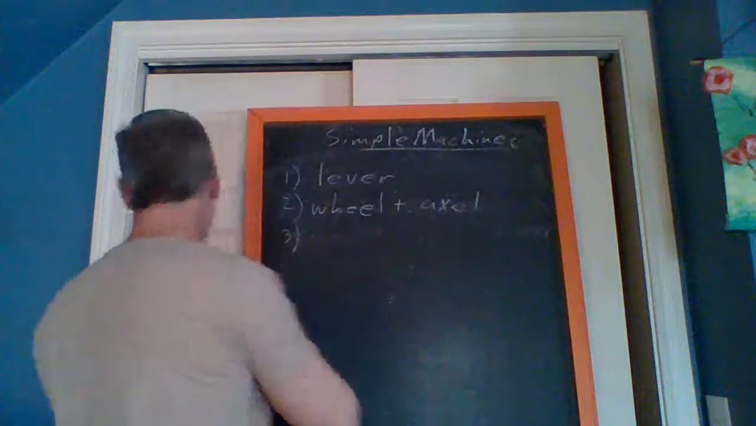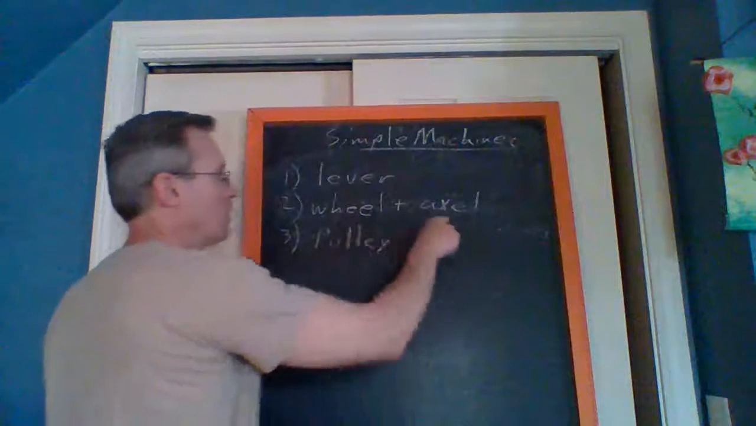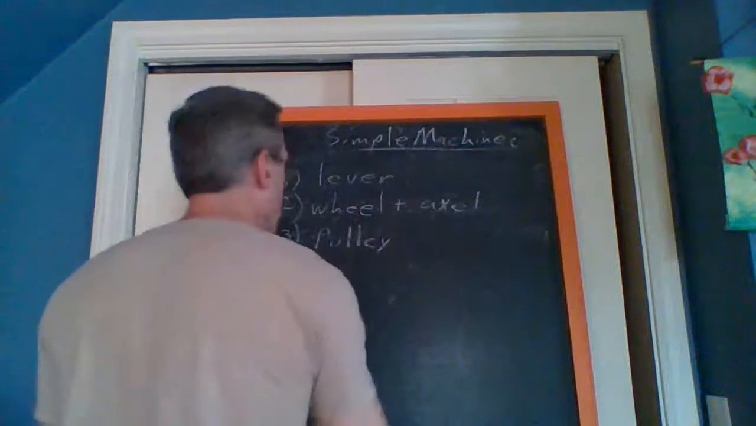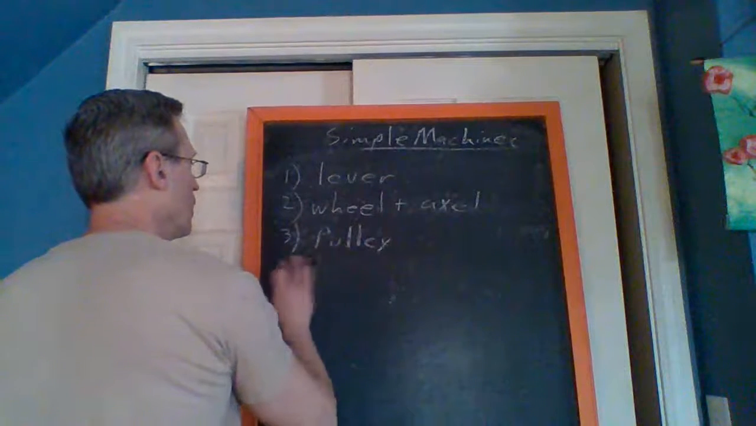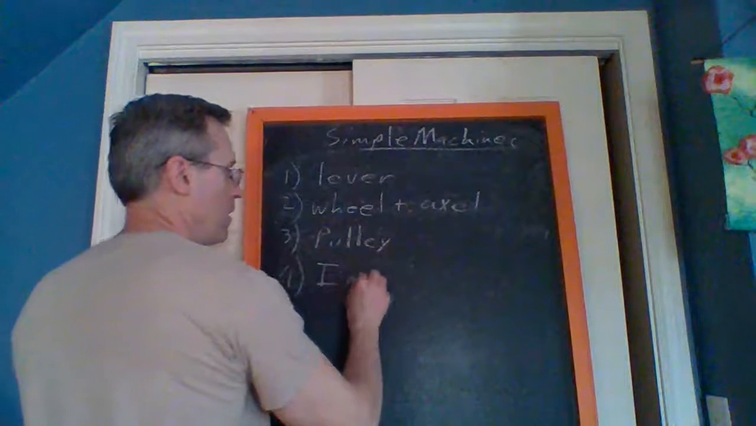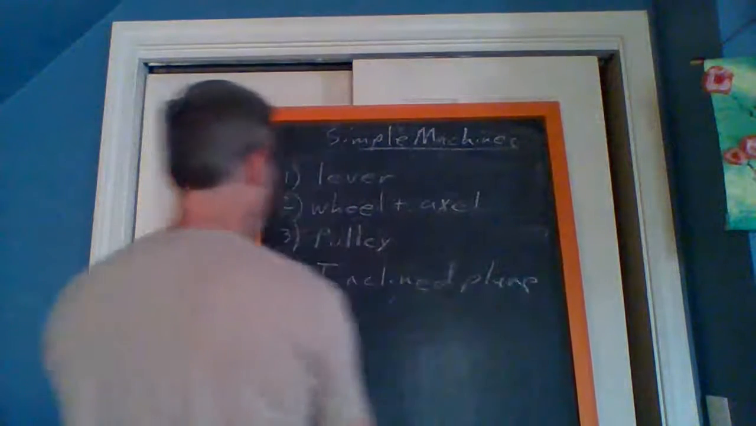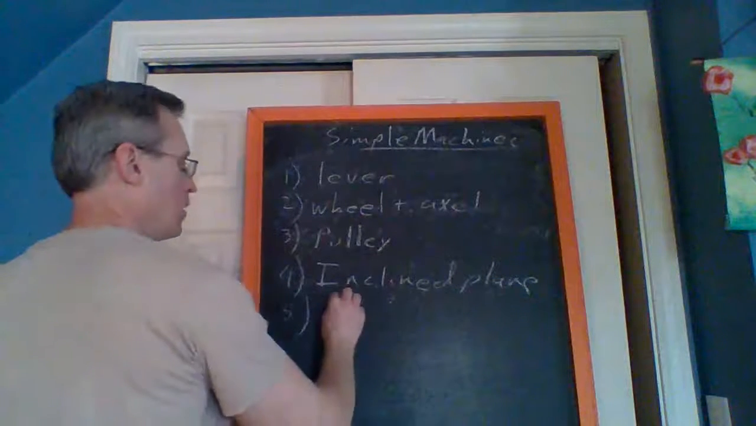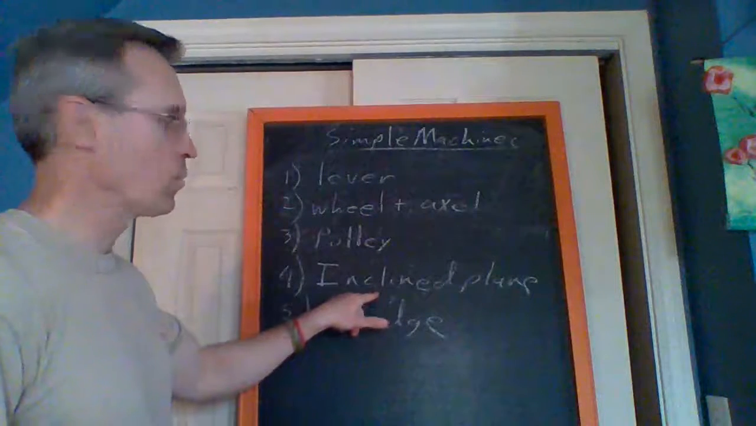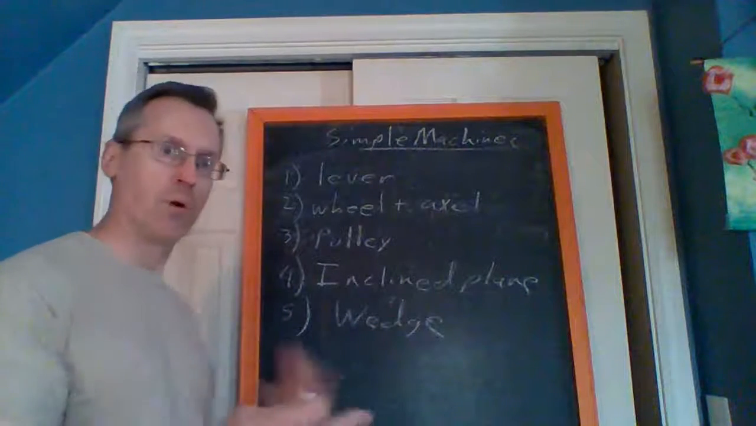The third simple machine is a pulley, which is basically a wheel and axle used to turn the direction of a rope or a series of ropes. So they're related to each other. The fourth one is an inclined plane or a ramp. Number 5 is a wedge. It's important to note that a wedge is really the same thing as an inclined plane or a ramp. It's just a mobile inclined plane.